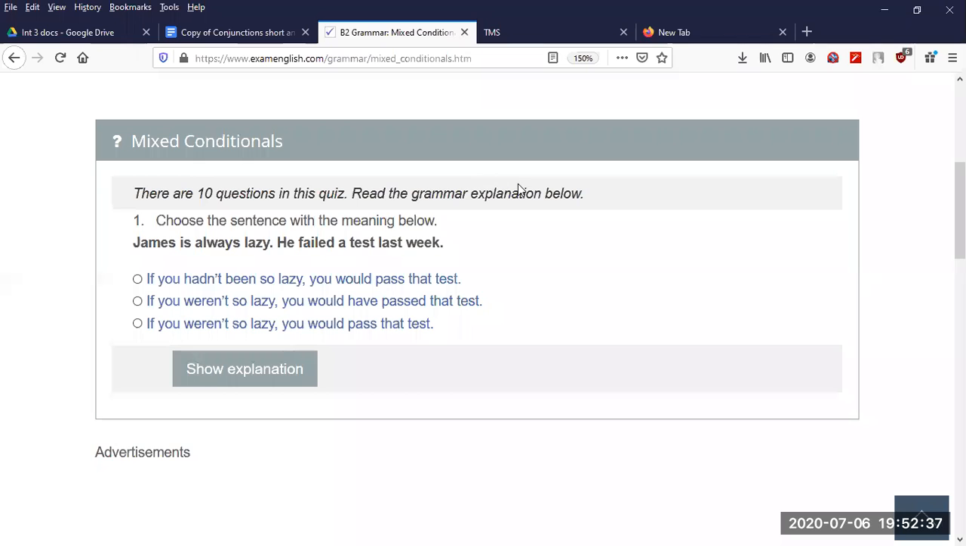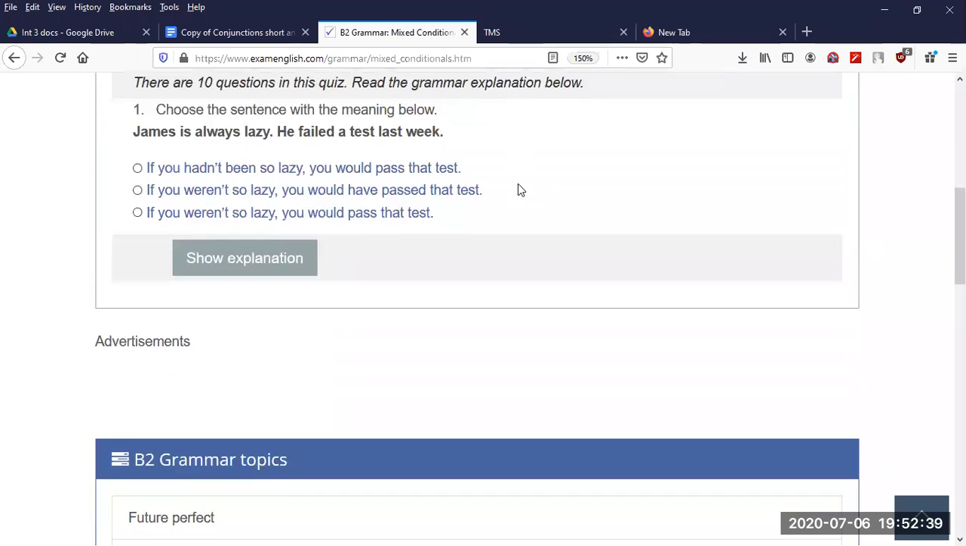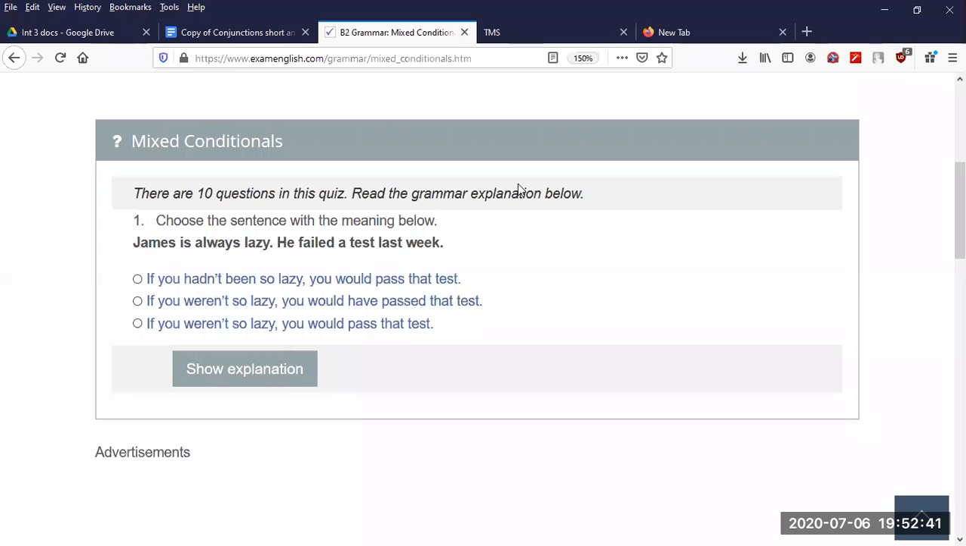We'll do a couple of examples here. Choose the sentence with the meaning below. James is always lazy. He failed a test last week. Okay, so he's always lazy, and he failed the test. So which one are we going to look at?